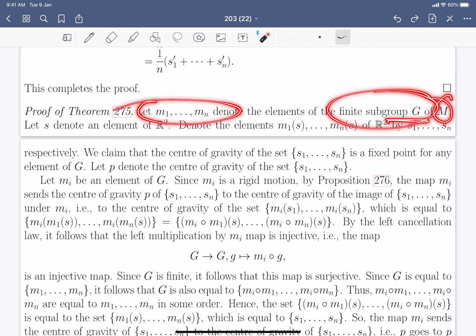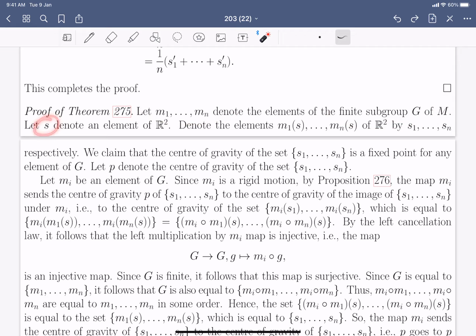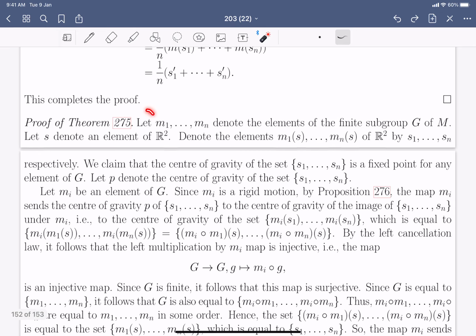This G is a finite subgroup of M, right? So let's denote the images by convention. Maybe I said something wrong: I meant that the points M1 S, M2 S up till Mn S are the images of this element S under the elements M1 up to Mn of the finite subgroup G. We denote these points by S1, S2, up to Sn for brevity.